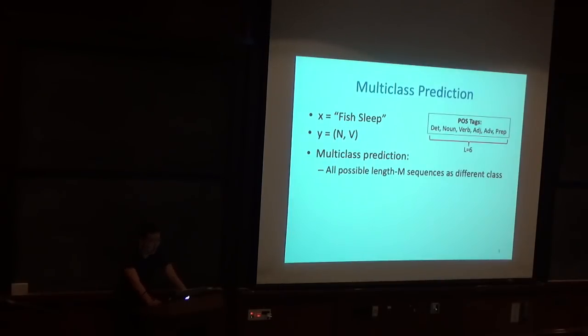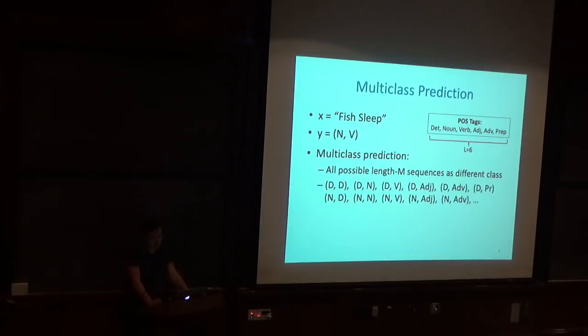But even if we consider all possible fixed length sequences with length m, then each individual class, at least in this very naive formulation, is one of all possible length m sequences of different part of speech labels. Just as an example, for length 2, these are some of the examples of different classes that we could be predicting. Of course, there are things we can do to prune this class. For example, we would probably never see determiner followed by a verb. It's probably not something that happens in English. But even ignoring those issues, naively, this is a very big space of possible outputs.